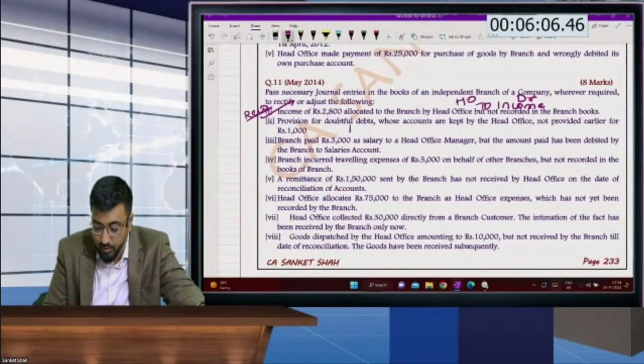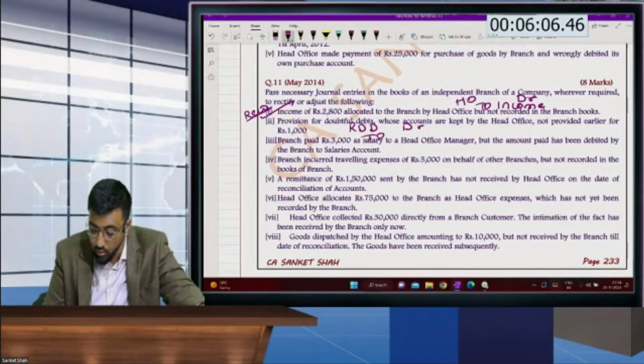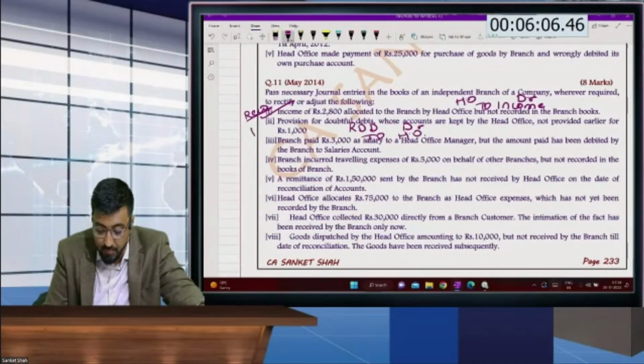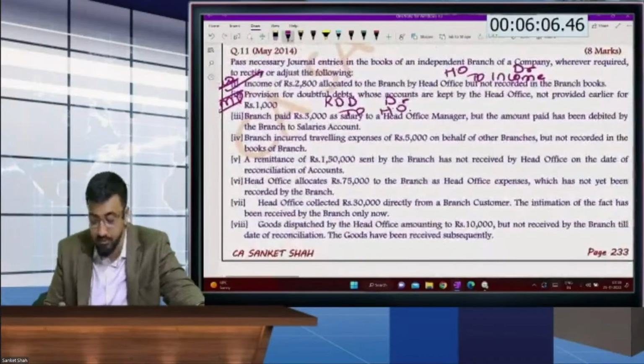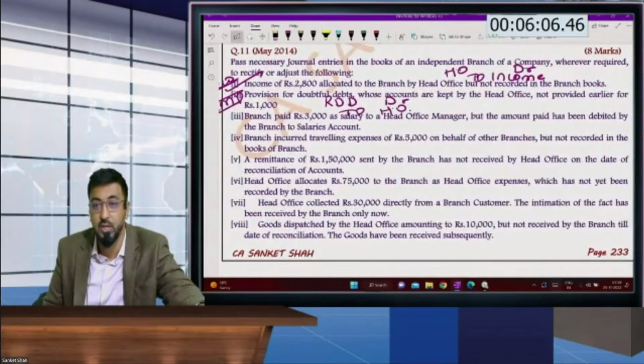Provision for doubtful debts whose accounts are kept by head office, not provided earlier, for 1,000. Okay, so provision for doubtful debts, RDD, reserve for doubtful debts to head office. Now this is IMP entry. RDD account debit to head office. You will record provision and you will not credit debtors. Debtors are maintained by head office. So loss you will create and HO will be credited. So reserve for doubtful debts or provision for doubtful debts account debit to HO. Very, very easy entry.